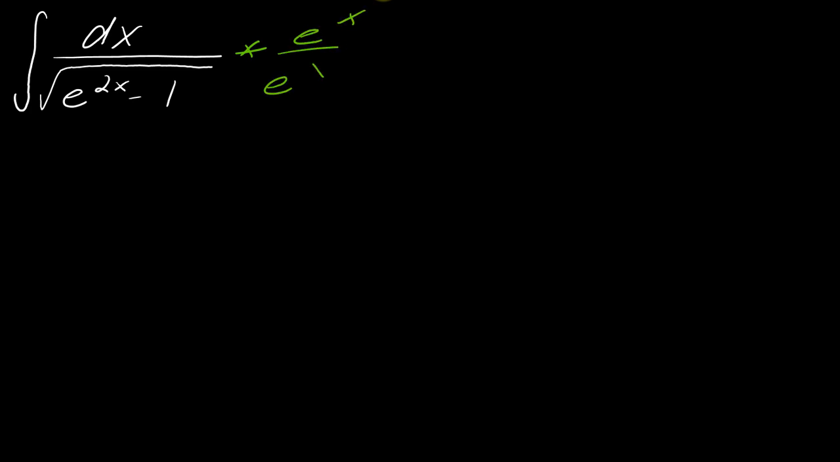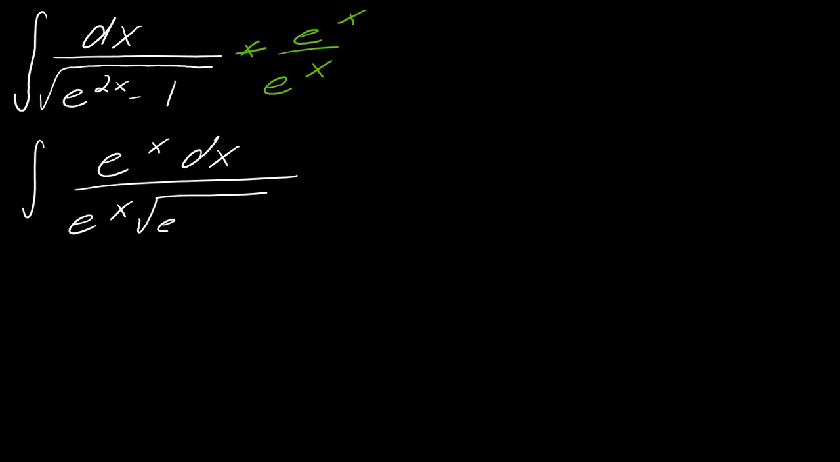So a lot of times when you have e to the x's in a problem, it can just work out to multiply by e to the x over e to the x. And so you just have to kind of see what's going to happen. Now, multiplying by this will not change the value of anything, right? So if I do that, this becomes e to the x dx over e to the x times the square root of e to the 2x minus 1.